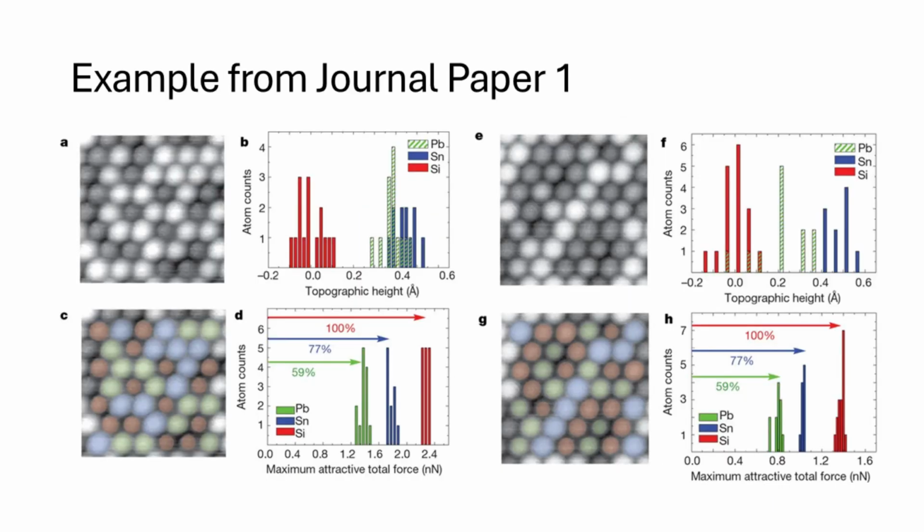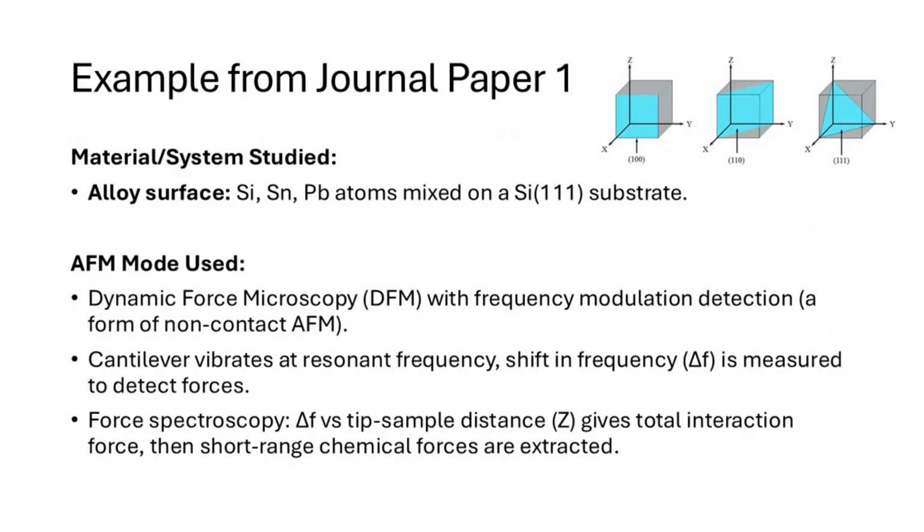So this is the journal paper I found from the internet, and it shows that atoms of different materials will have different topography height and also different attractive force, so that we can differentiate different materials by using this AFM. This paper studies alloy materials which have silicon, tin and lead atoms mixed on a silicon 111 substrate. This 111 is a crystallography plane.